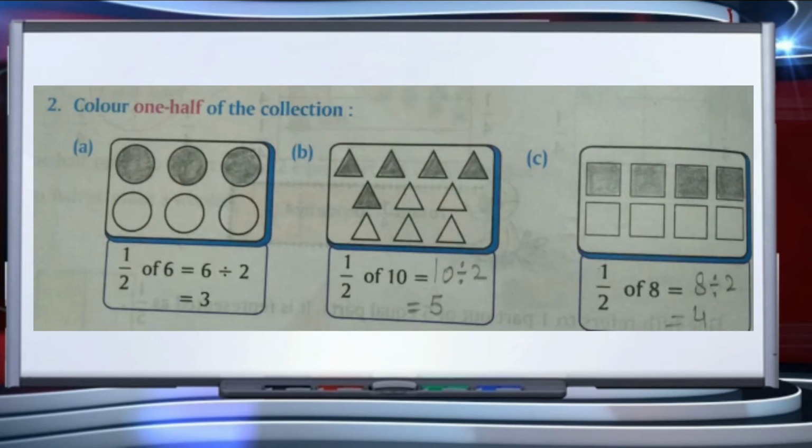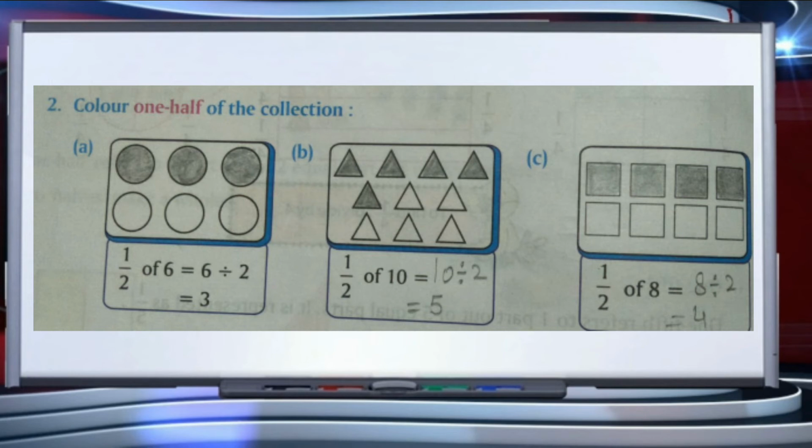Now second question is color 1/2 of the collection. Here it is the collection and you have been given 6 circles. We have to find 1/2 of the collection, 1/2 of 6. As we have discussed earlier, 1/2 of any number means we will divide that number by 2. For 1/2, we will divide by 2. For 1/3, we will divide by 3. For 1/4, we will divide by 4. For 1/5, we will divide by 5. So when we divide 6 by 2, we get the answer 3. Now you have to color only 3 circles here from the collection. You can circle any 3.